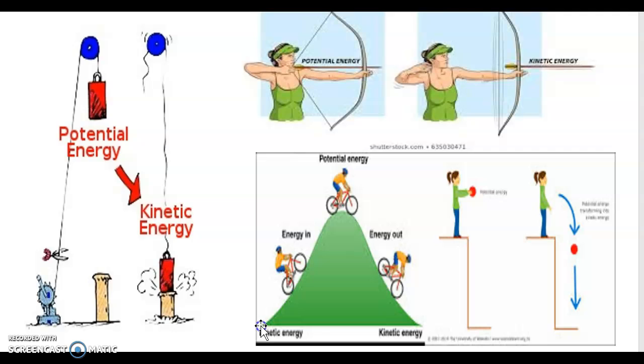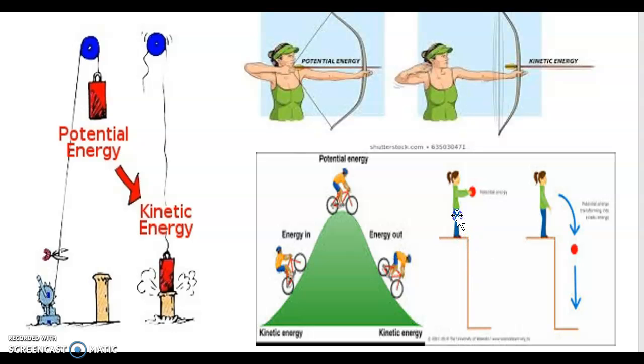The same with this person here. When the person is down here, it has no potential energy, but it has more kinetic energy. Once it moves up and reaches the top and stops for a while, the moment it stops, kinetic energy became zero, while potential energy became maximum. So once this person goes down, the kinetic energy increases while the potential energy decreases. Once it reaches the bottom where there's no height, now potential energy is zero while kinetic energy is maximum.